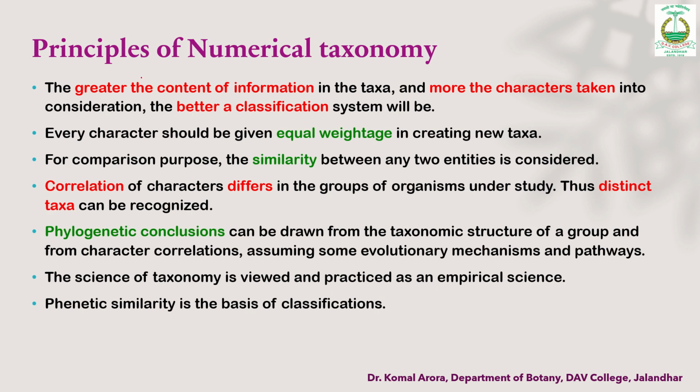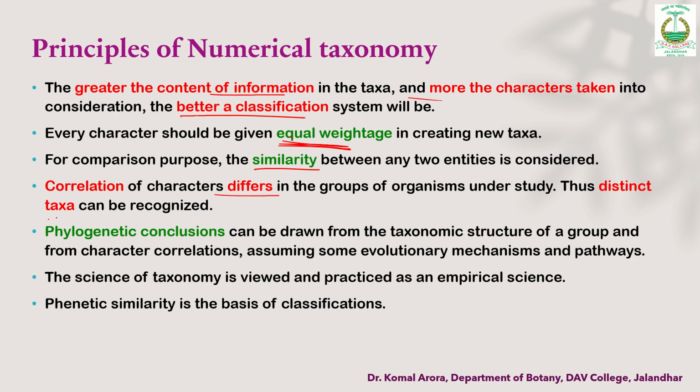So what are the principles of numerical taxonomy? Whenever we have to use this particular branch of taxonomy for identification and classification, we have to follow a certain set of rules. These are: the greater the content of information of the taxa, the more characters are taken into consideration, the better the classification system will be. So you can include as many characters as are known to you. Every character should be given equal weightage. Then for comparison purposes, the similarity should be considered. Correlation of characters differs in groups of organisms under study.